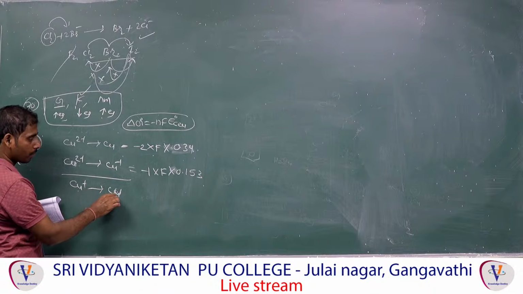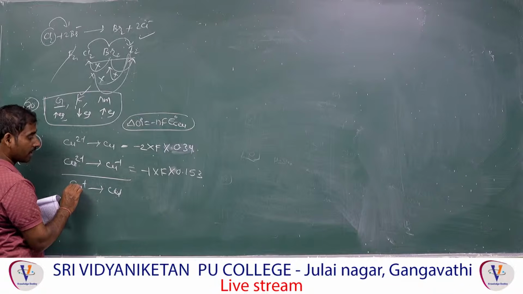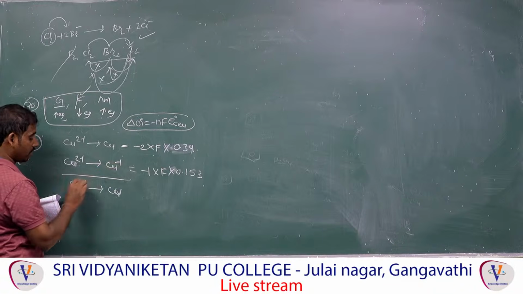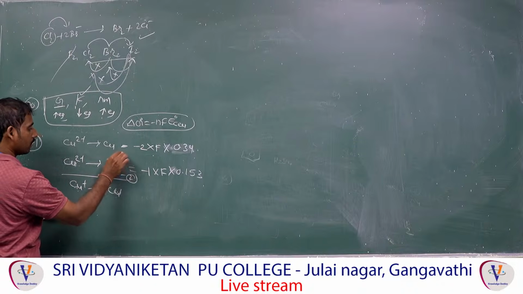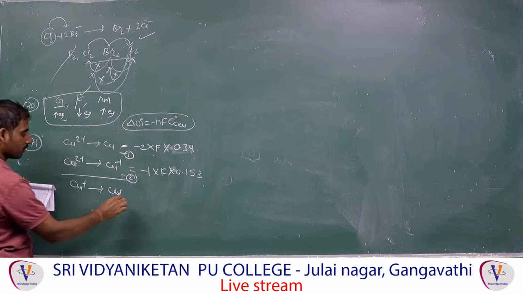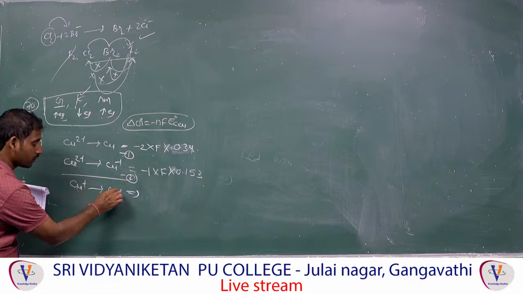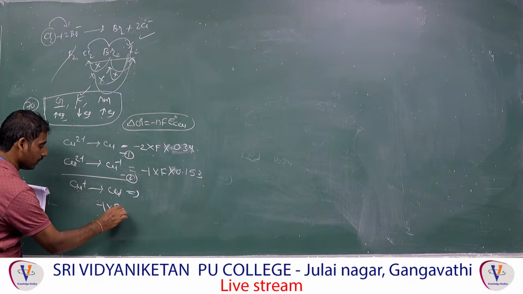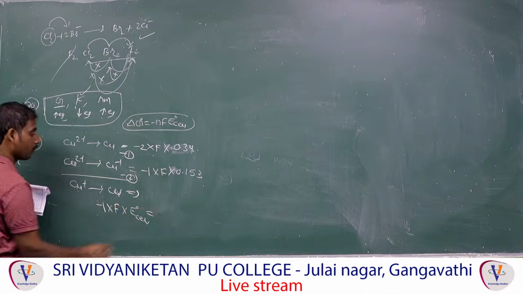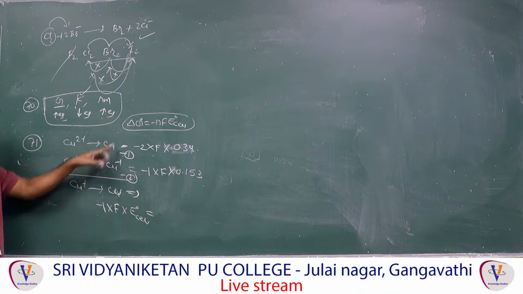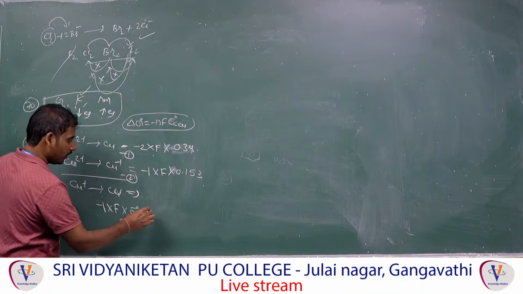What they are asking? Cu+ to Cu. Here Cu+ is on the product side, and here it is on the reactant side. Then what you have to do? Reaction 2 is reversed, reaction 1 is the same. That means delta G here is minus 1 into F into E naught cell. For this equation I want, what you have to do? Equation 2 is reversed, equation 1 is the same.